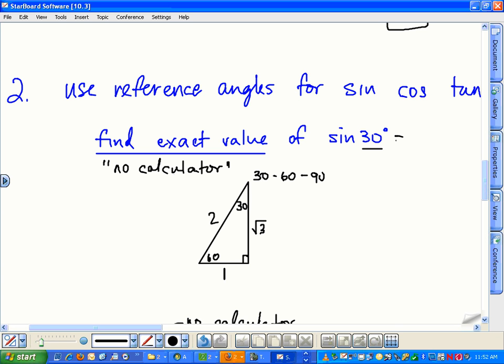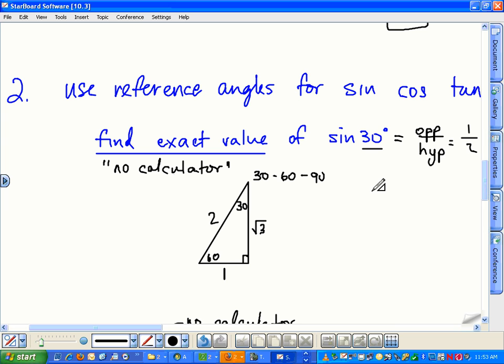Now, could we do the exact value of the sine of 30? What's the definition of sine? What over what? Opposite over hypotenuse. So look at the 30 degrees. What's the opposite side? And the hypotenuse is 2.